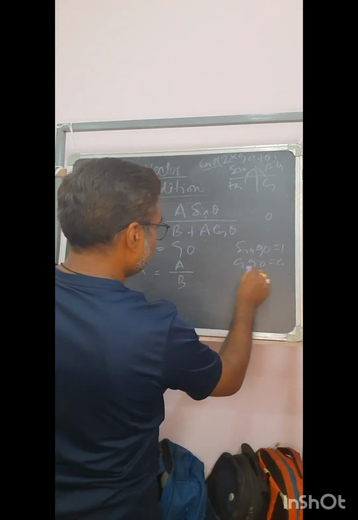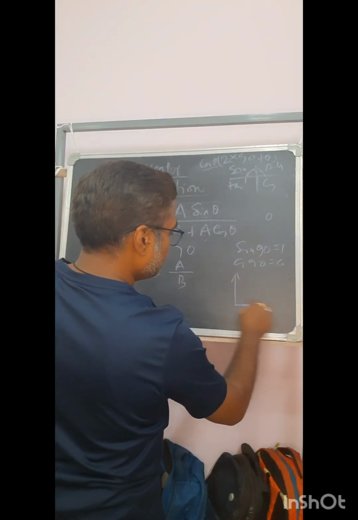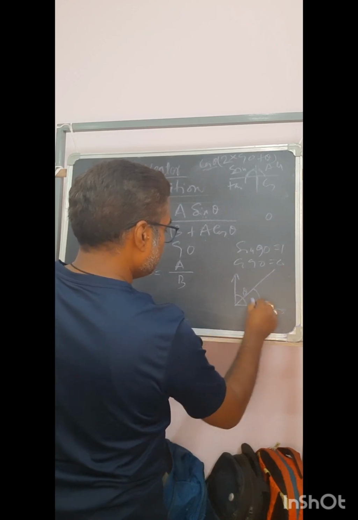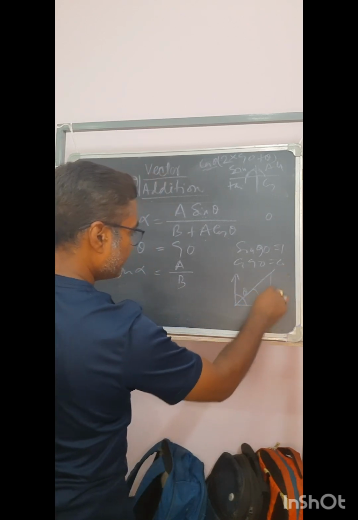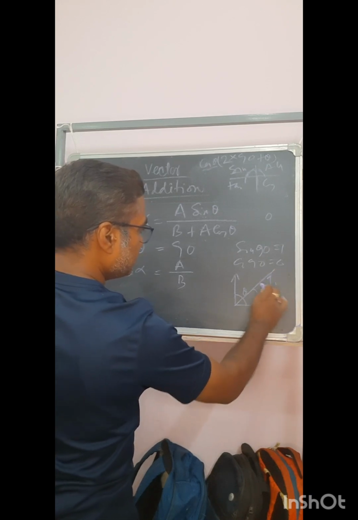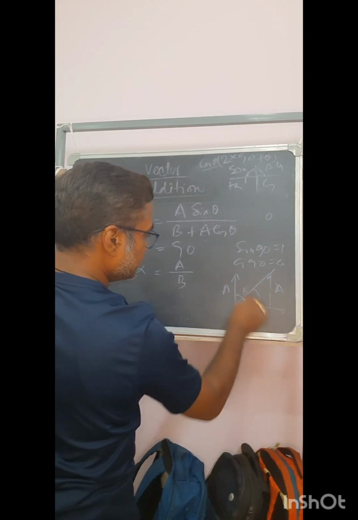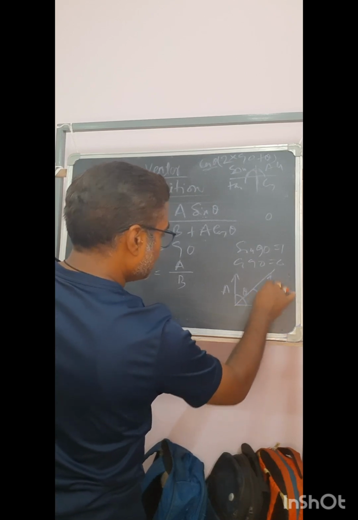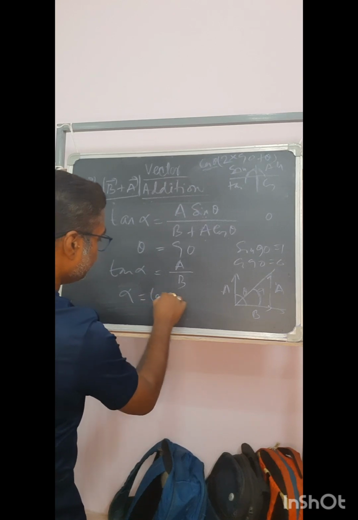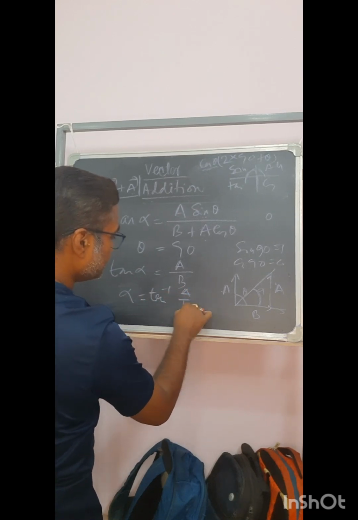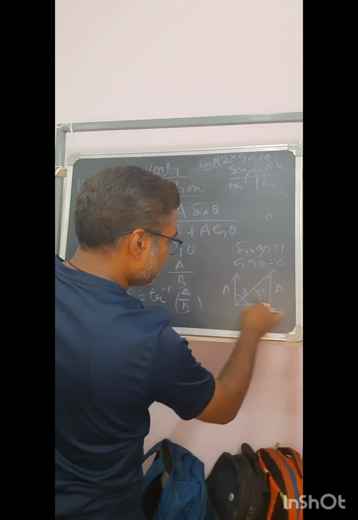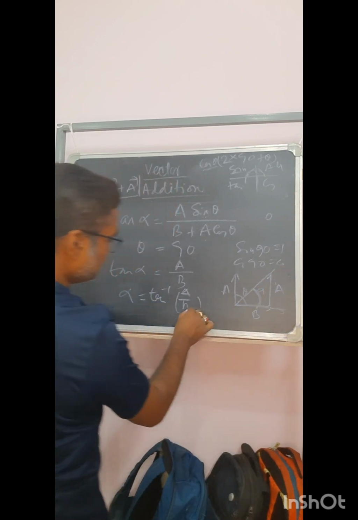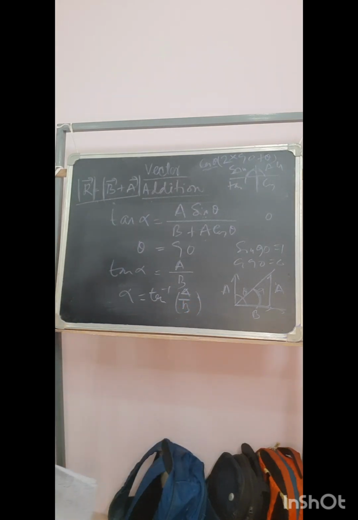So that means if the vectors are acting at 90 degrees to each other, theta is equal to 90, the resultant will be at a ratio of a upon b. This is a, because this is the parallel vector, this is b, and this is alpha. So alpha will be the tan inverse of a upon b, height upon base. This is the value.